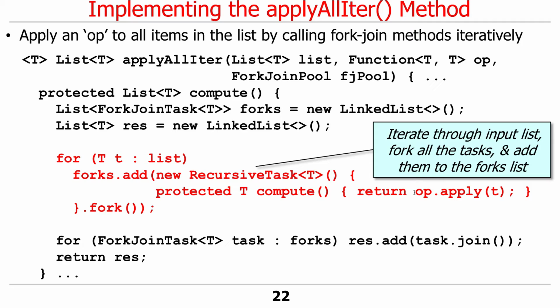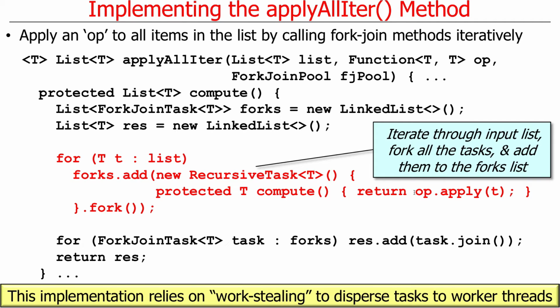Okay, so we've gone ahead and gotten all these things set up and ready to run. I'll show you a visualization of what this looks like in just a minute. But for right now, let's assume that everything is now enqueued. This implementation relies on work stealing to disperse these tasks, these recursive tasks or subtasks, to the pool of worker threads that are running in the fork join pool. And I'll visualize that in a minute so you can get a better sense of what it's doing.